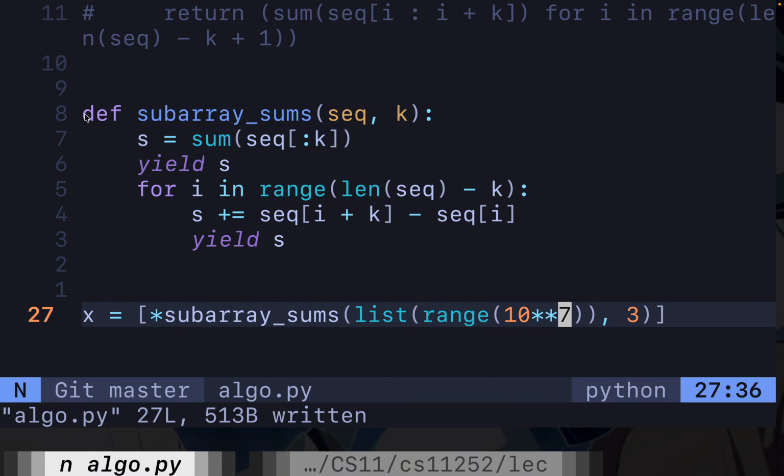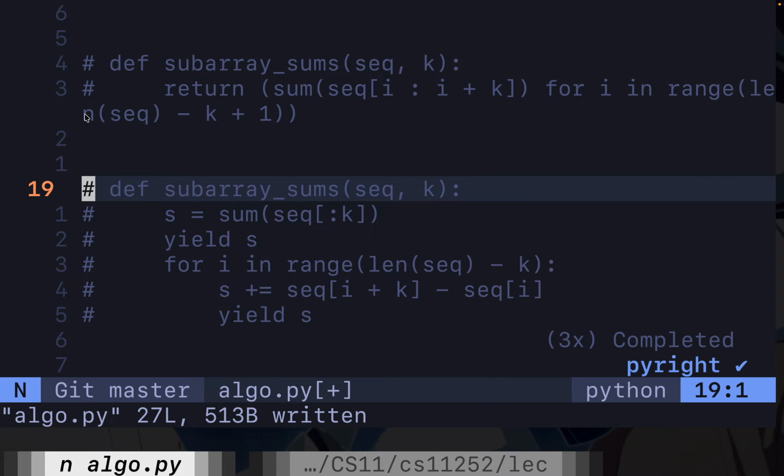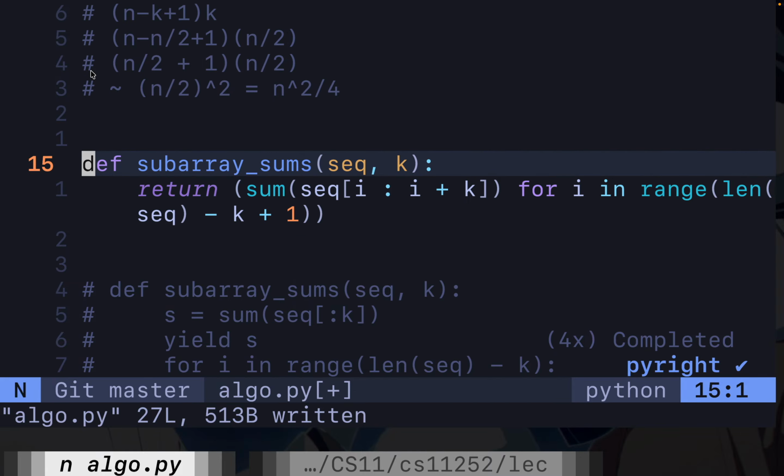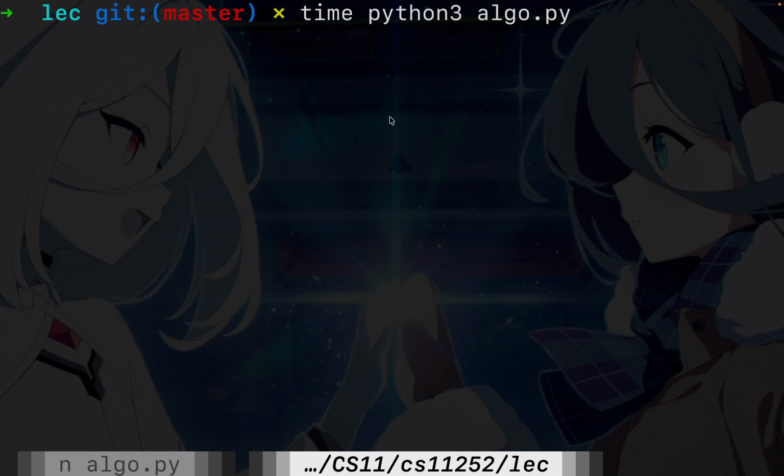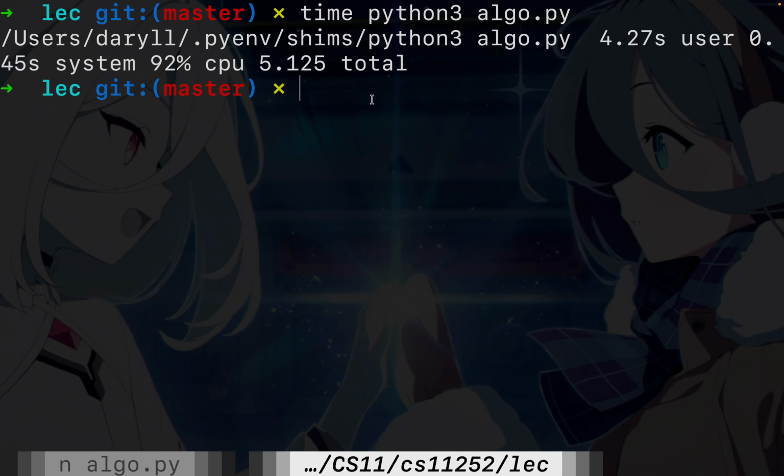But if we used the old solution over here, the one that takes around n squared time, where n is the length of the sequence, this one would take a lot longer. This is around 5-ish seconds.